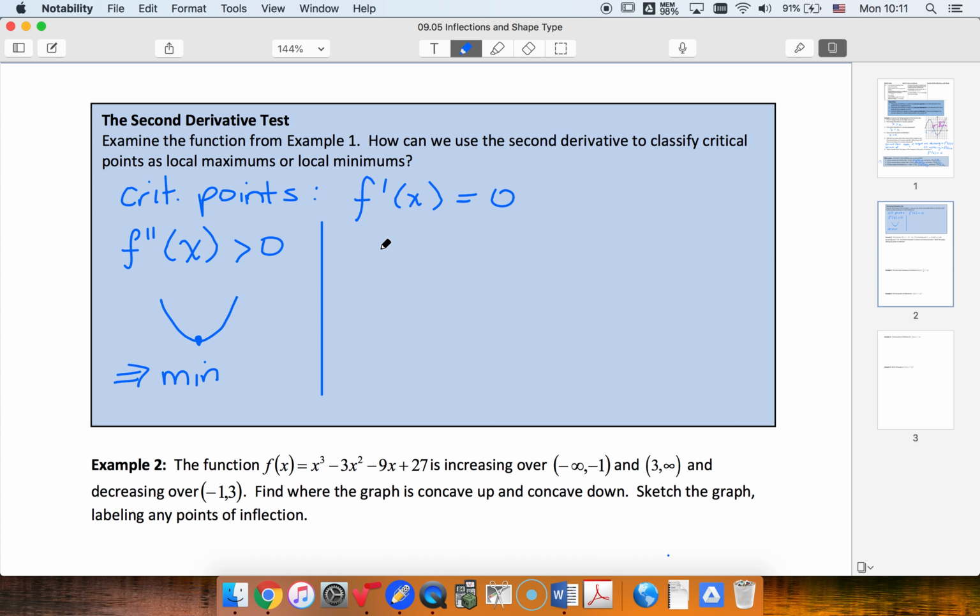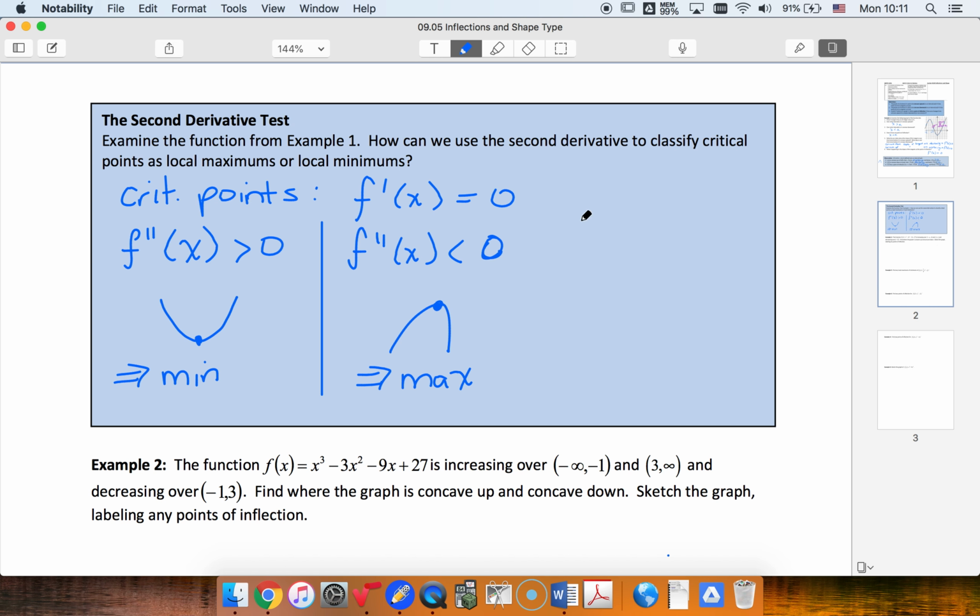If our first derivative is 0 and the second derivative is negative, we already did positive, then this means concave down. First derivative being 0 is going to make a maximum.